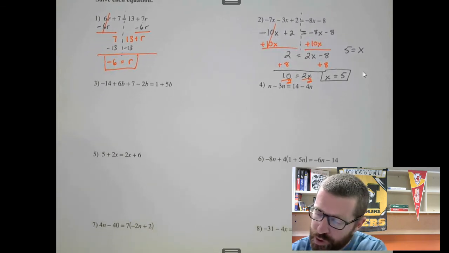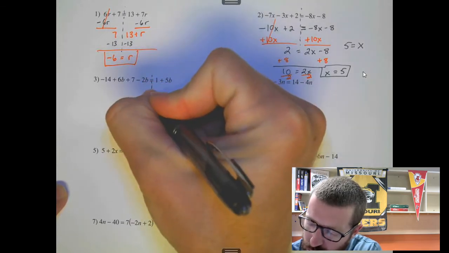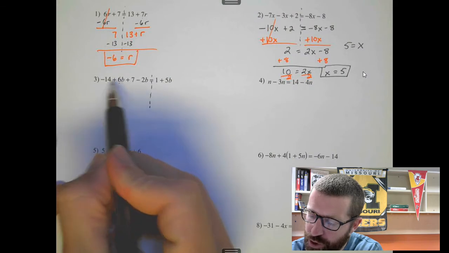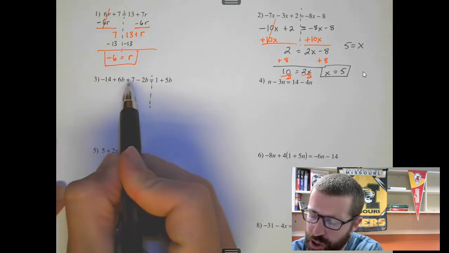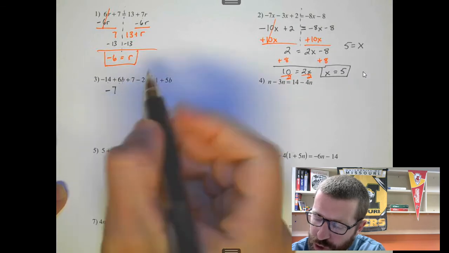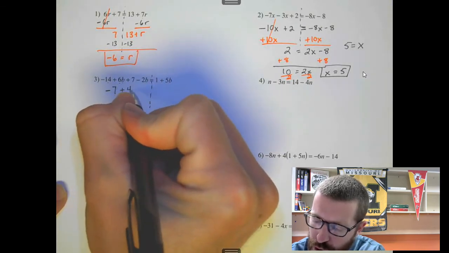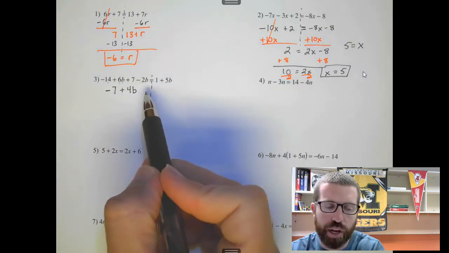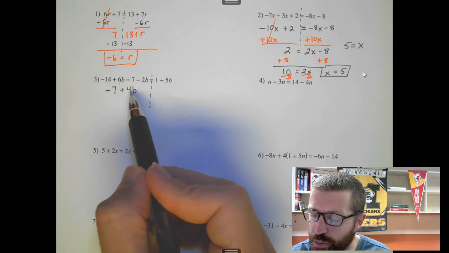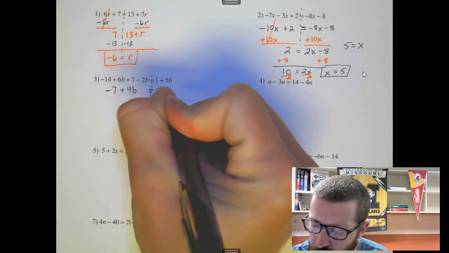Okay, on the next one, look through on the left side. We have some b's we can gather and some numbers. So let's do both. So -14 plus 7 is -7. And 6b minus 2b is plus 4b. So note that we're just combining like terms. We're not looking to do the opposite or the inverse function. We're just combining like terms because it's on the same side of the equation. And on the right side, we have 1 plus 5b.